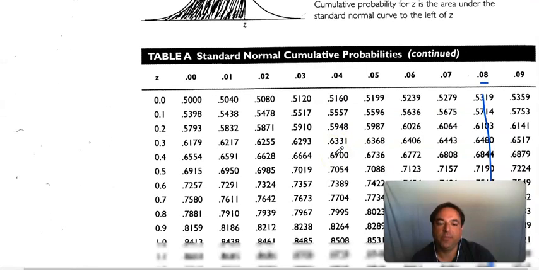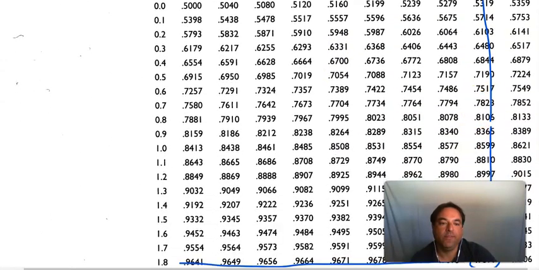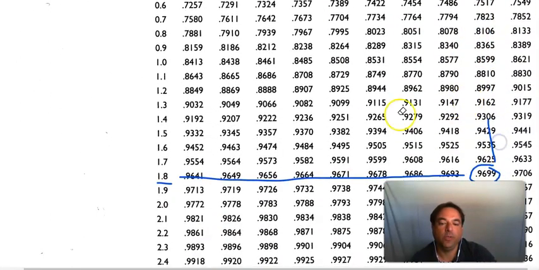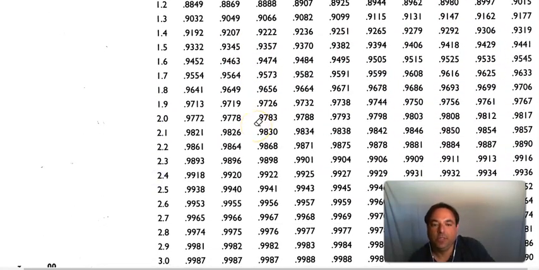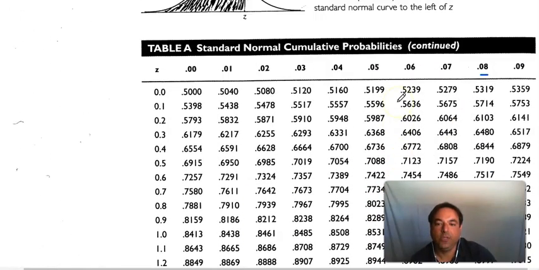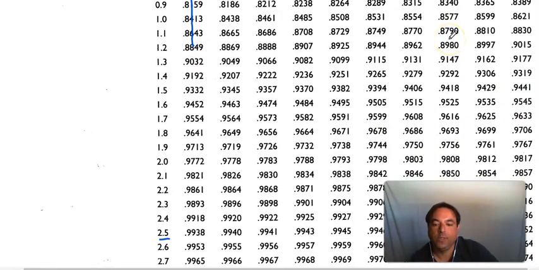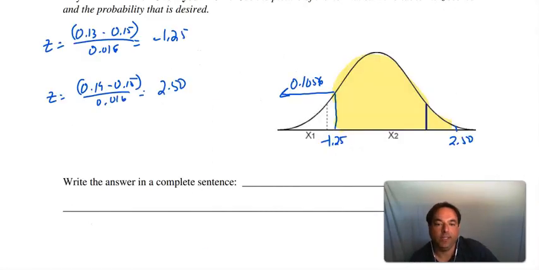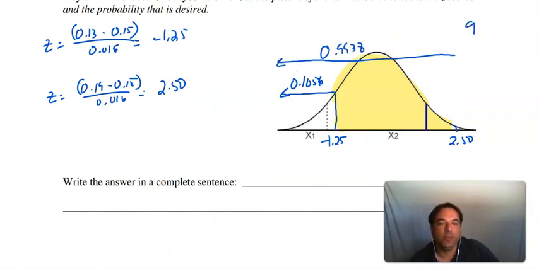Then we're going to look up positive 2.50. So go to the positive table. We're going to look for 2.5 and 0, and match those up. That gives us 0.9938, which is shaded and not shaded. So to find the in-between, we subtract them.